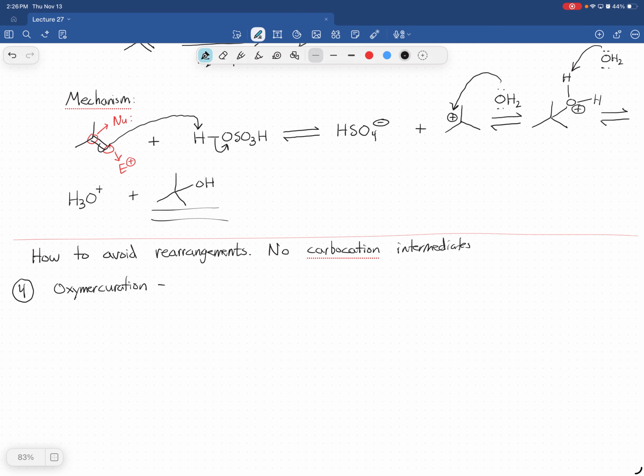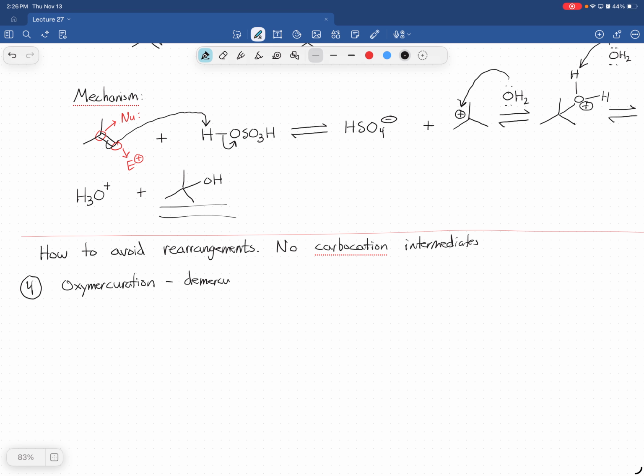So unfortunately, I don't think this method is now commonly used because of how toxic mercury is and how much of a pain it is to dispose of it. Okay, but nonetheless, mercury has its place in chemistry, very valuable. All right, so what this does, you're going to add a mercury group, and then you're going to get rid of it in the subsequent step. So this reaction has 2 steps. So you may see it written all at once or stepwise, like on a quiz, okay?